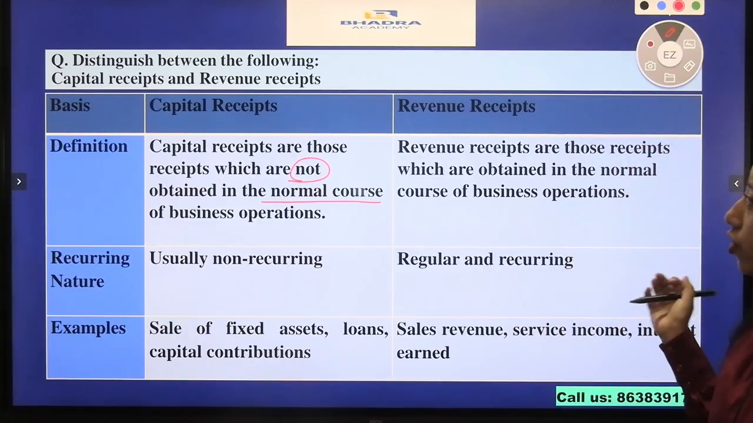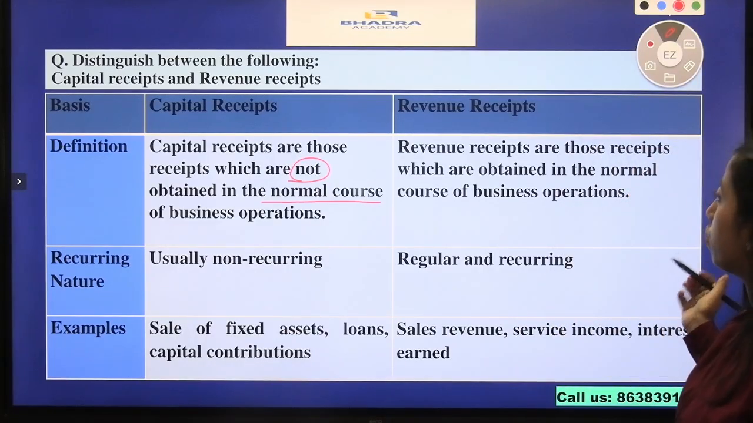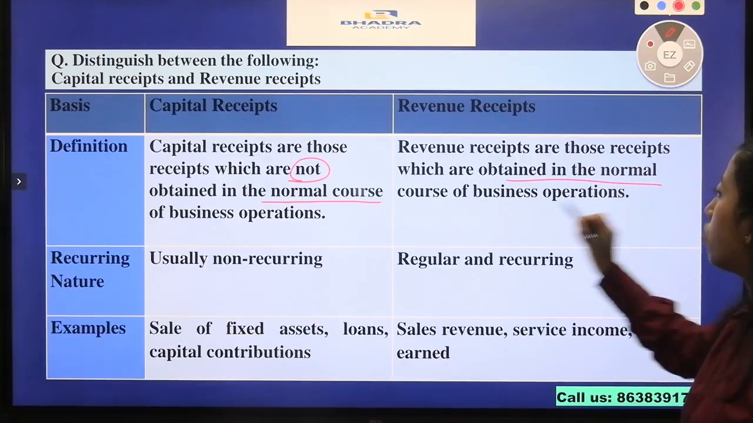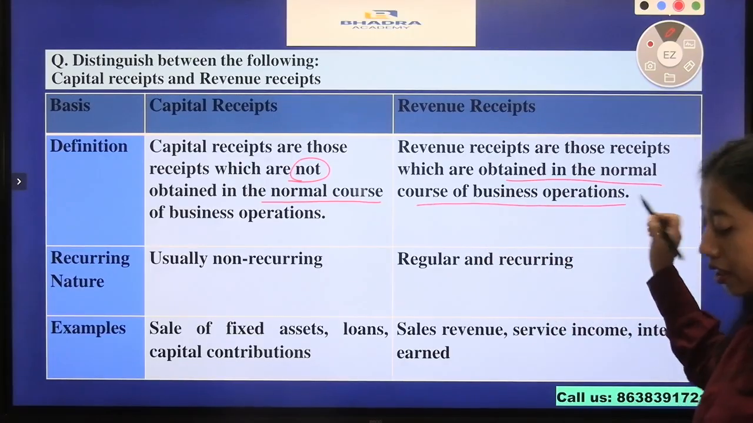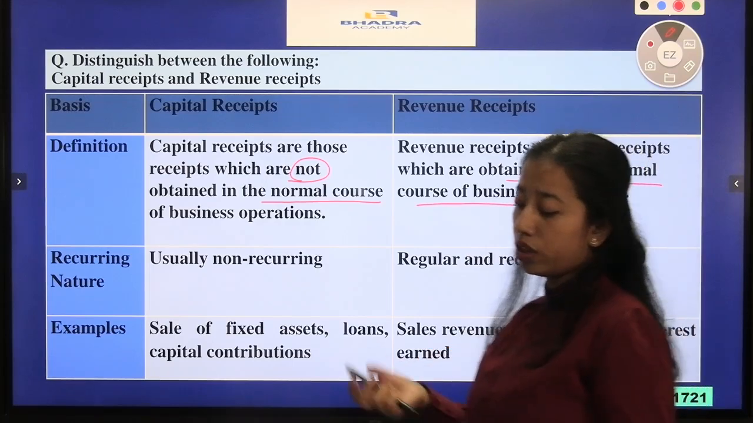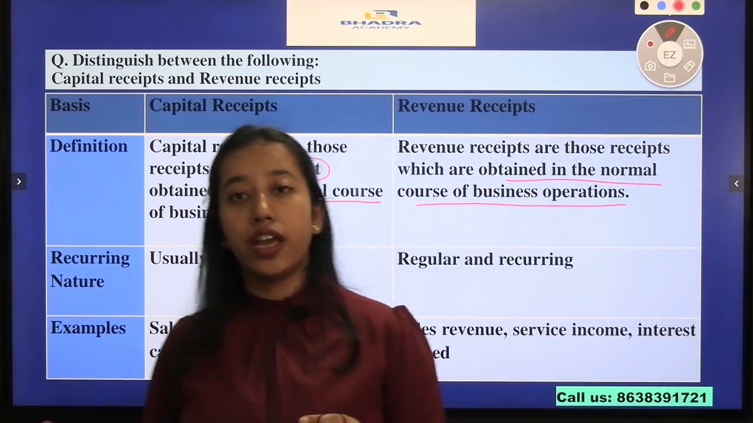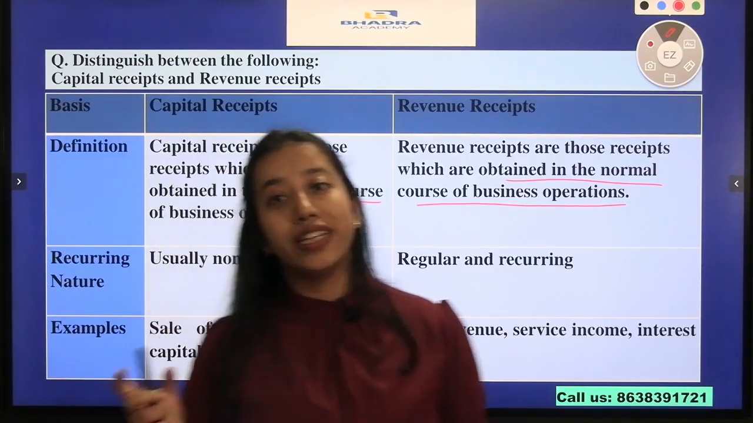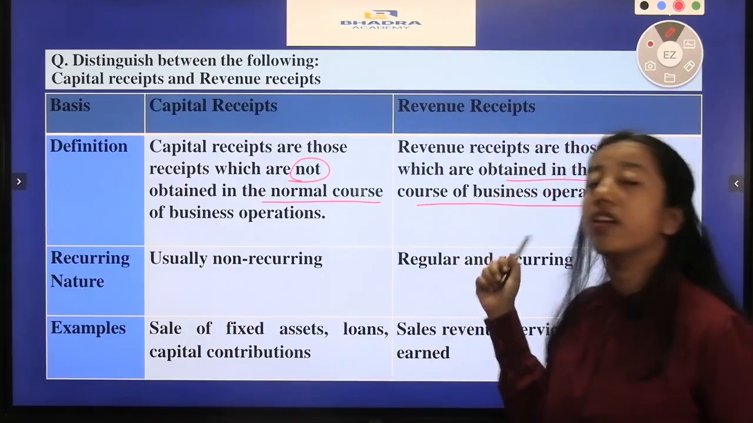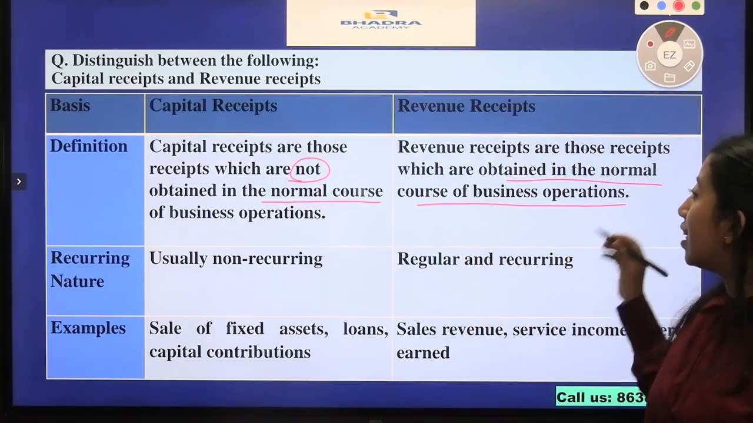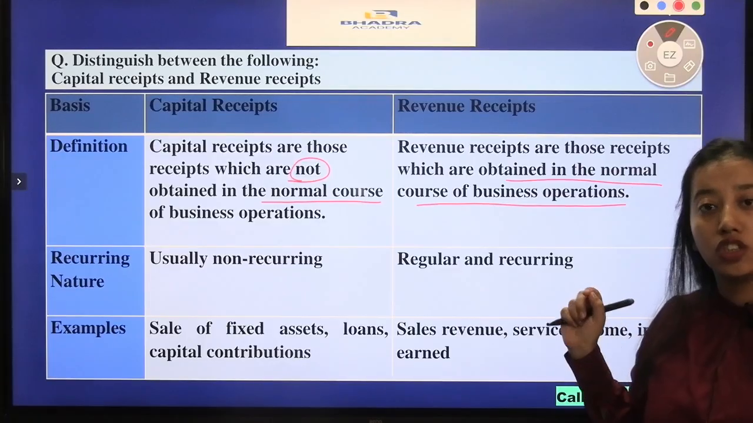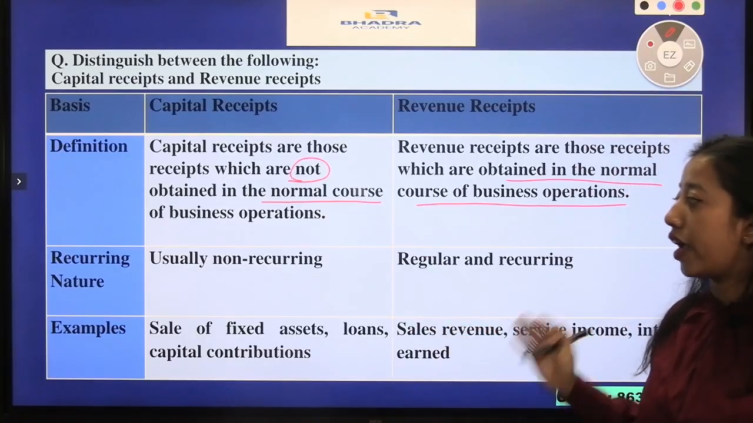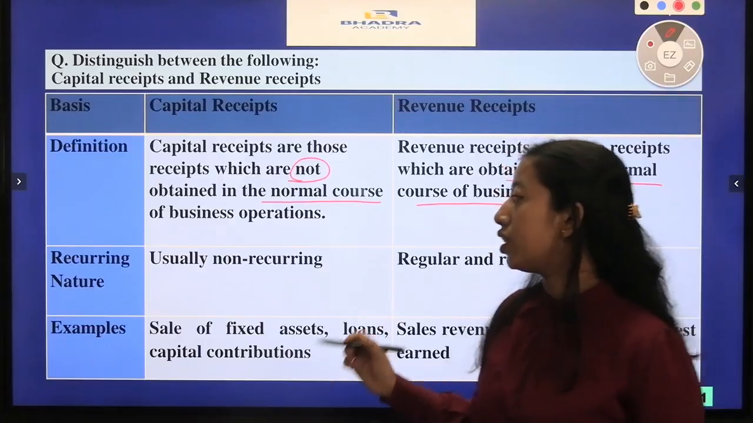Again, the definition for revenue receipts: revenue receipts are those receipts which are obtained in the normal course of business operation. As I said, what does a business do? It produces goods and sells goods, and it earns revenue. So when the business sells goods and earns revenue, that revenue is known as revenue receipts. So it is a part of the normal course of business operations. Next basis of differentiation we have is recurring nature. So capital receipts are non-recurring.